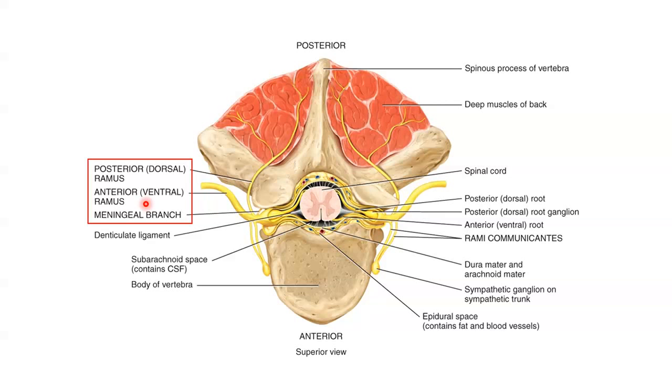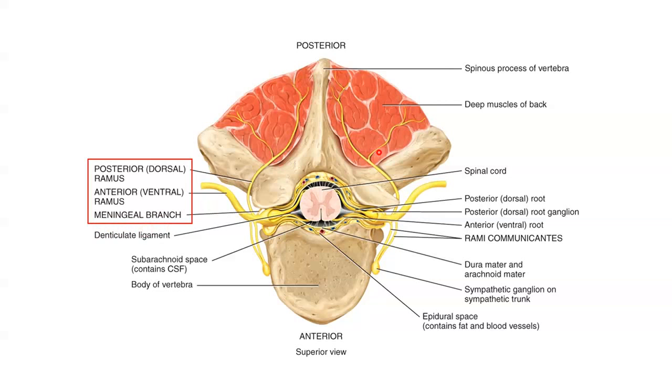In addition to our posterior and anterior ramus, we also have a meningeal branch. And this branch actually re-enters the vertebral canal through the intervertebral foramen, and it supplies the vertebra, the vertebral ligaments, and blood vessels of the spinal cord and meninges. So all of those structures actually need innervation, and this meningeal branch is what innervates those structures.